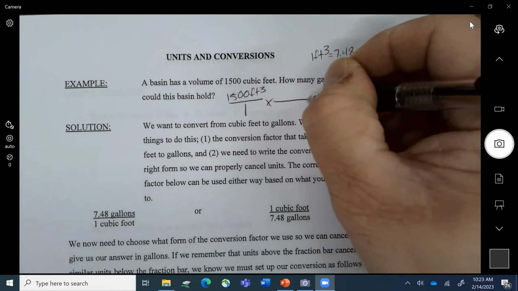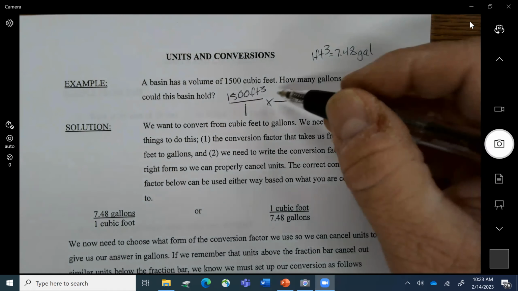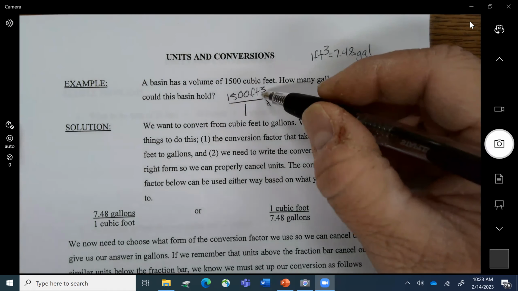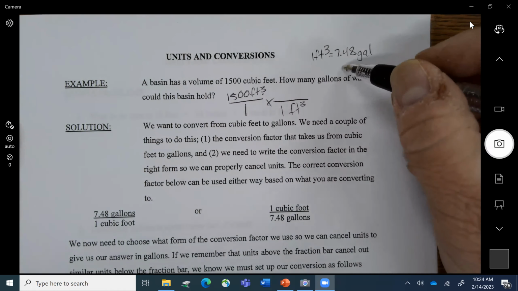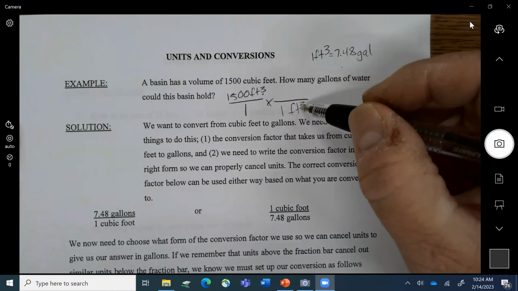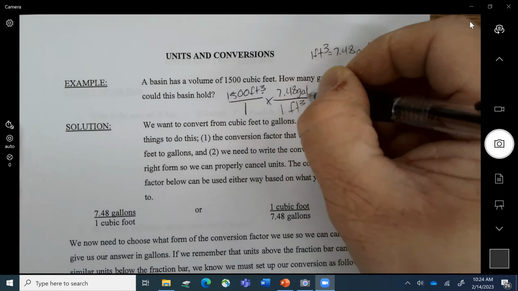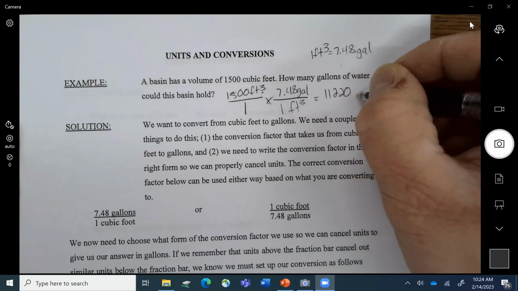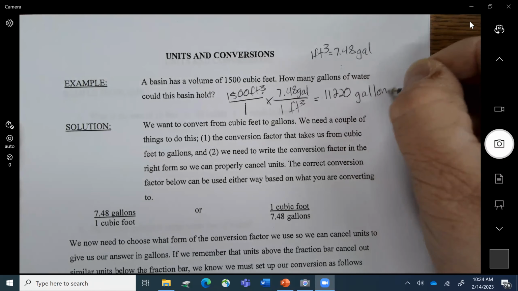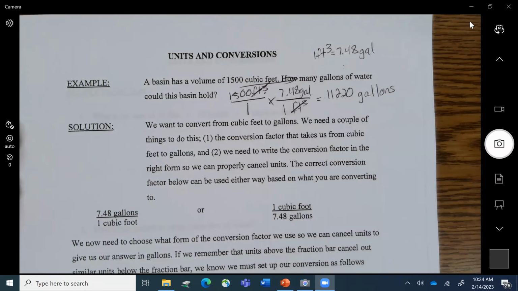So if my cubic feet are up top, where do they have to be to cancel? Well, down here, 1 cubic foot. And then 1 cubic foot equals, that's what goes with it, 7.48 gallons. So I'm going to do this, and this is going to give me 11,220 gallons. Just multiply across here. Cubic feet canceled, and you're good to go. All right.